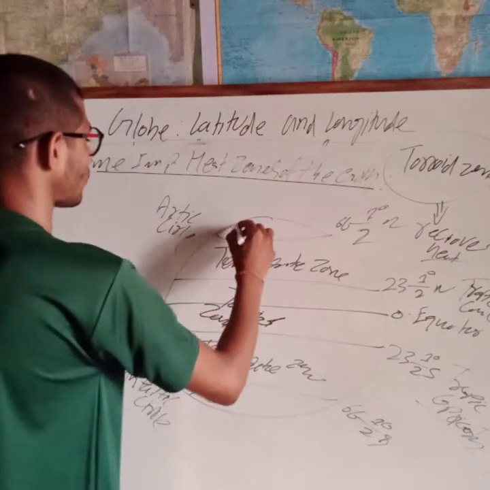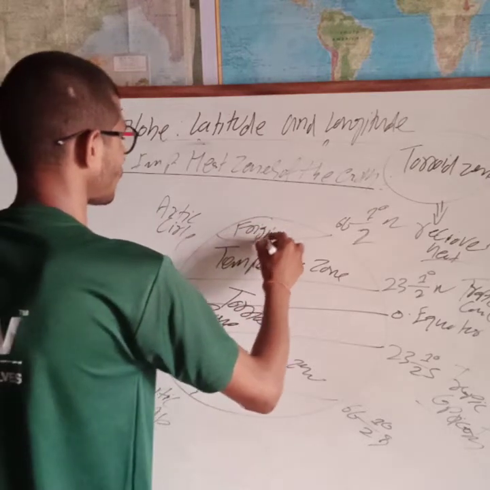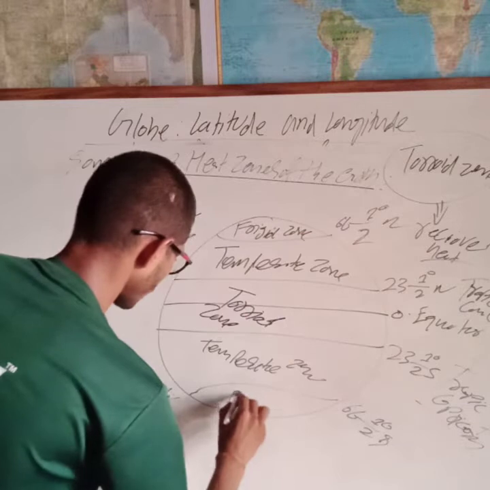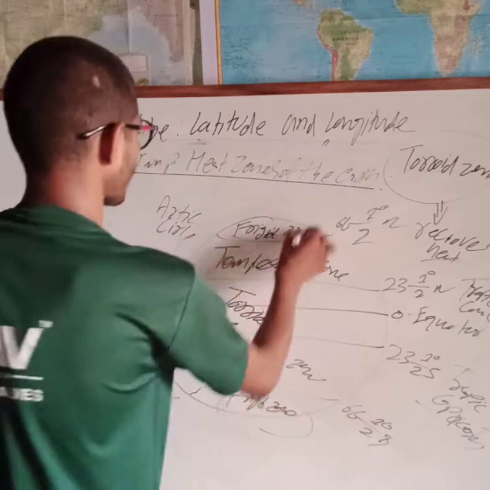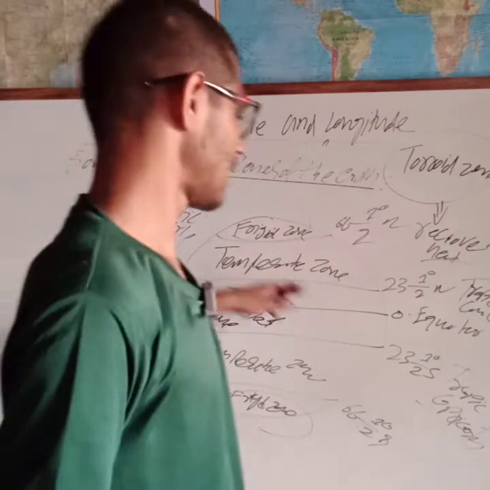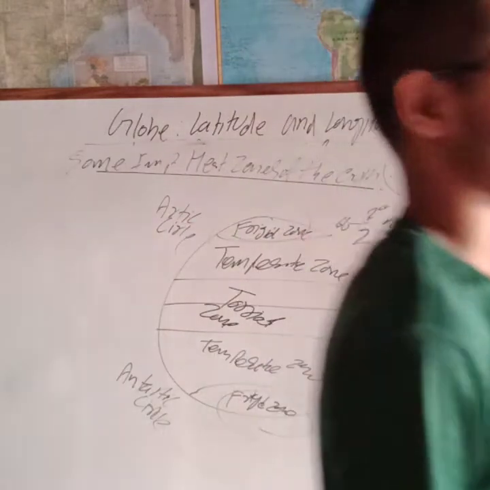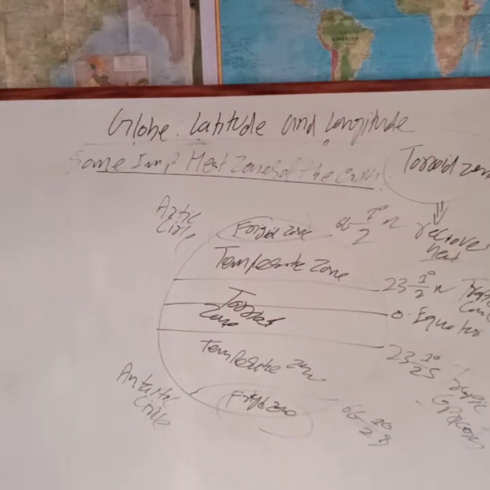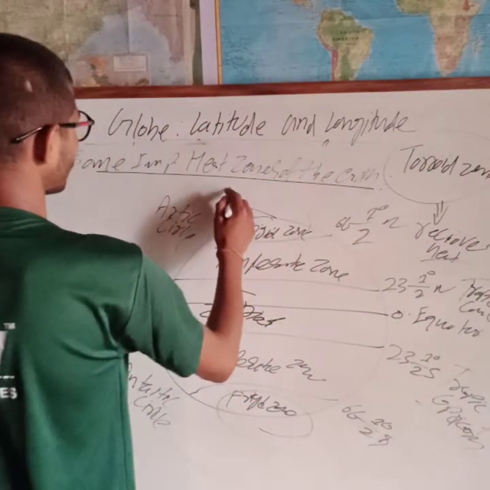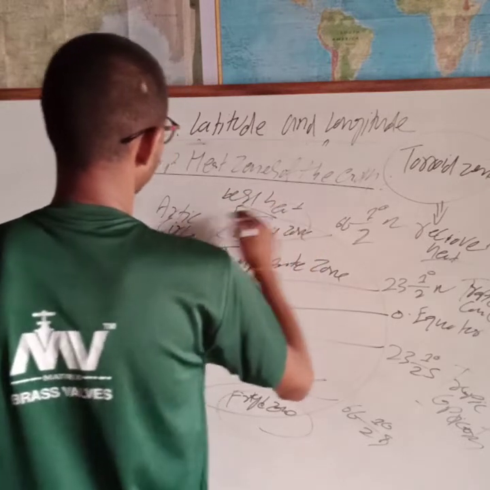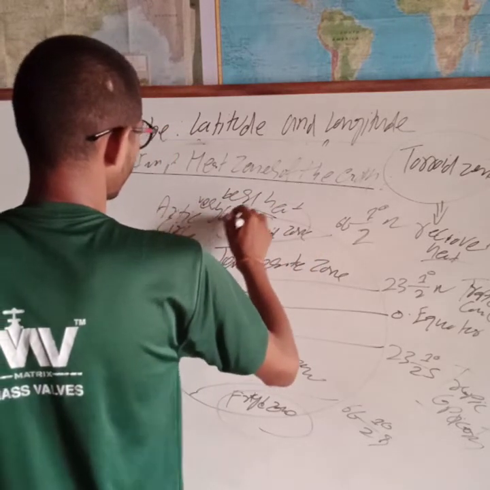Fine. Then after that comes the third one. This is what we call the frigid zone. Now, what is this frigid zone? Look, people, here the temperature does not rise much. Fine. So it receives less heat. It is very cold. Less heat means very cold. Fine.